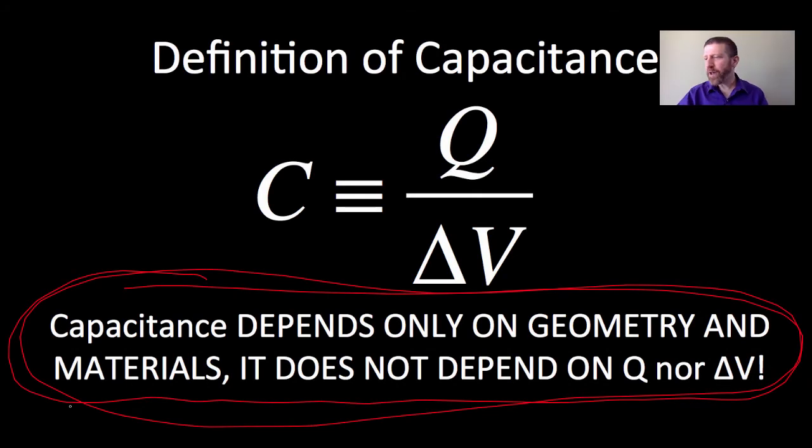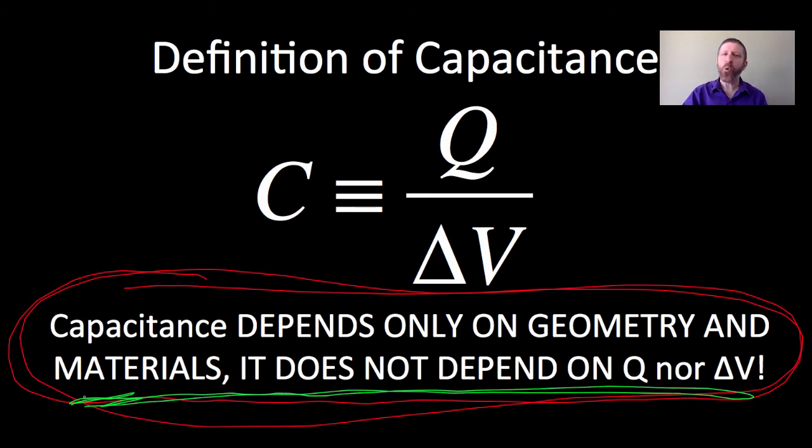So make sure in this next discussion you remember that capacitance does not depend on Q or delta V. It depends on geometry and materials. No matter what, the capacitance, unless you have a variable capacitor, if you got one capacitor, this is going to be a constant. If this goes up, then this goes up right here.